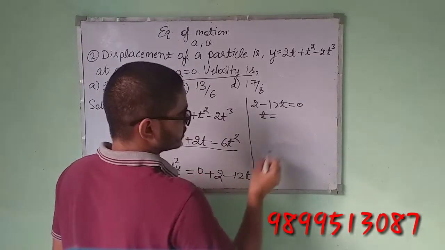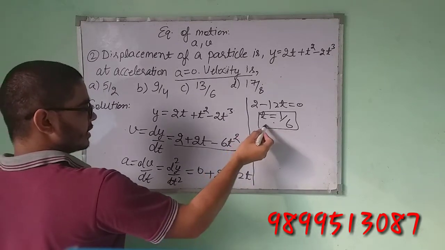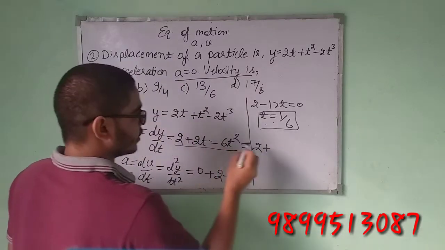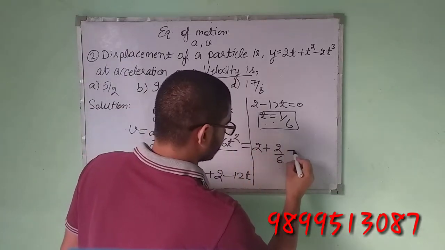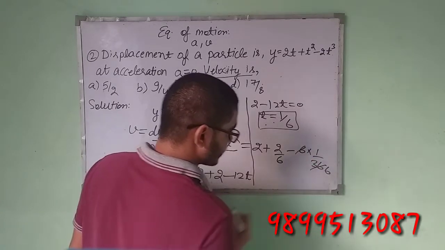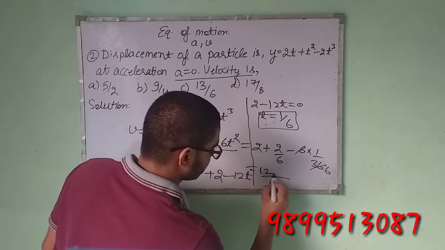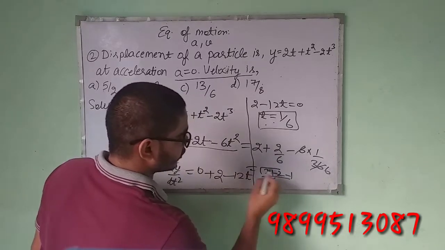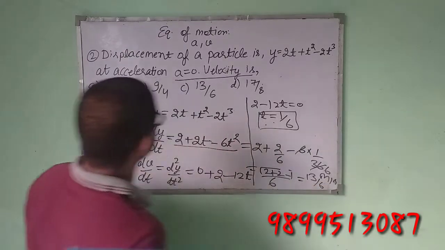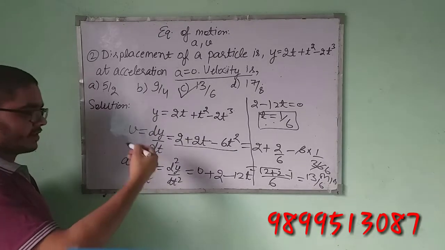t turns out to be 1 by 6, right? I shall simply put the value of t into v here. This is 2 plus 2 by 6 minus 6 into 1 by 36. 6 sixes are 36. When you take it, 6 twos are 12, plus 2, minus 1, 14 minus 1, 13 by 6 meter per second. So which option is correct? This is C. I hope you understood this. If you still have a doubt, you may write it in the comments.